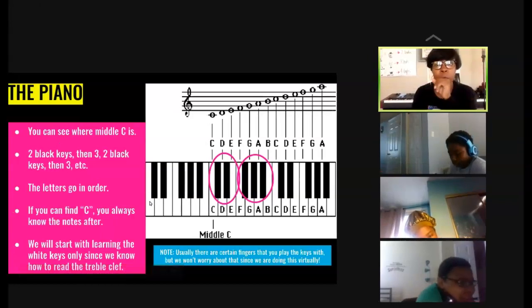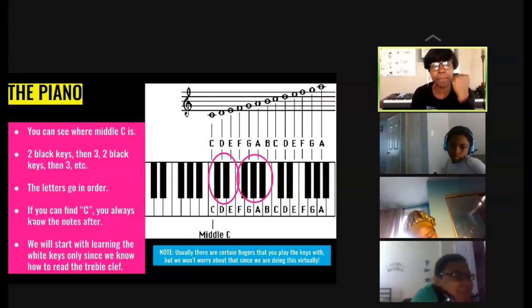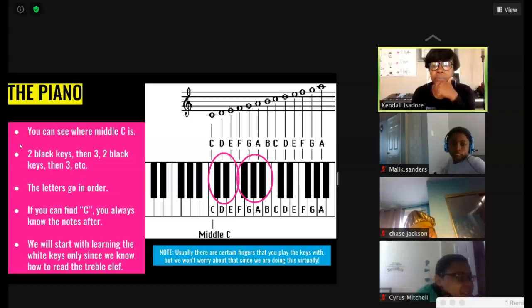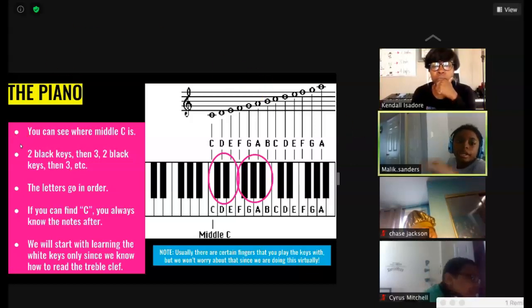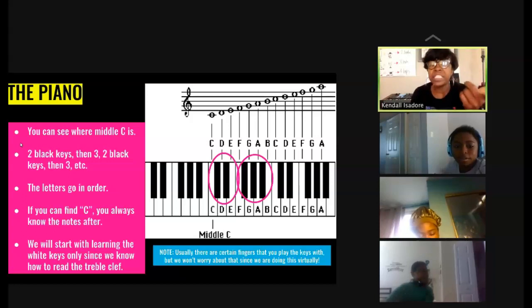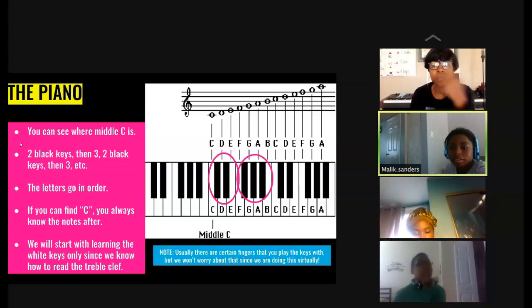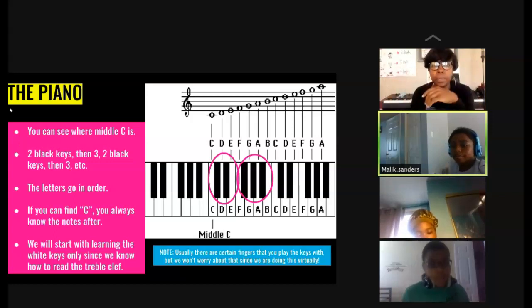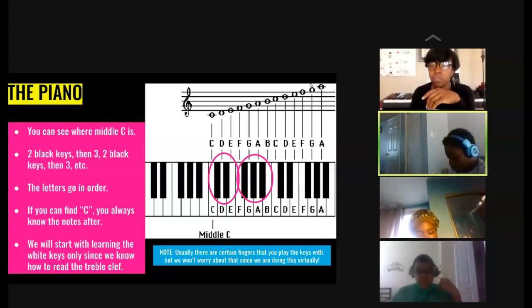So we're just going over what we learned about the piano yesterday. Malik, these 2 bullets. You can see where middle C is, and 2 black keys, then 3, 2, then 3, then 2, then 3, then 2. And what is that second one really explaining, Malik? Second one is explaining just knowing where the black keys are and how you play them.